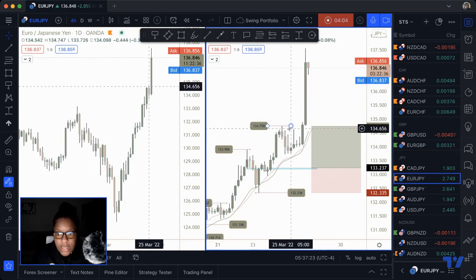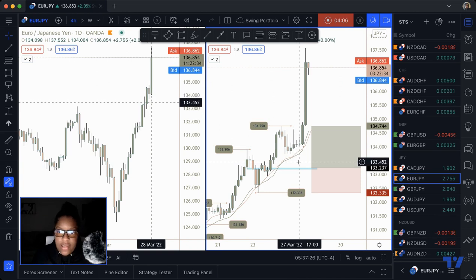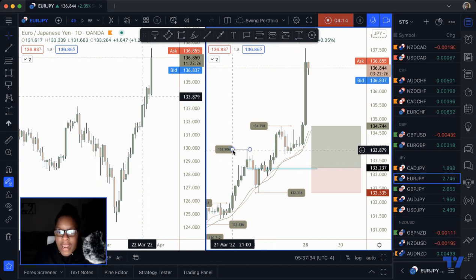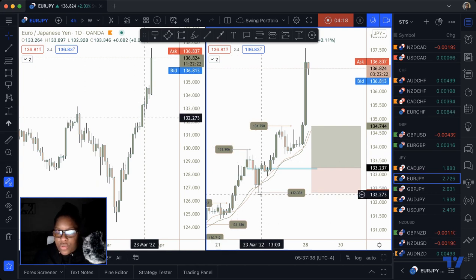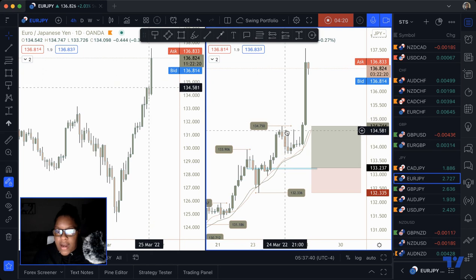I have one of my recent setups here that I was hoping could come to fruition, but it did not. Let's talk about that as well. Price down here had a higher high at 133.90s, then it had a higher low at 132.33, and then a higher high at 134.75. I do not set my zones at higher highs.